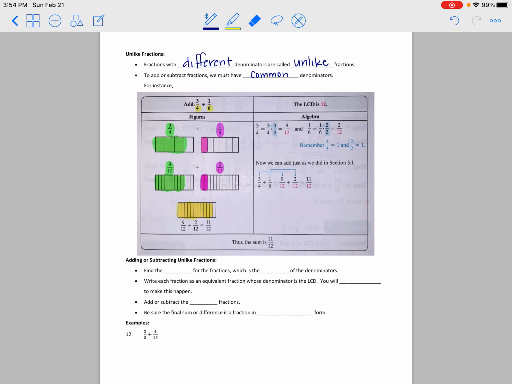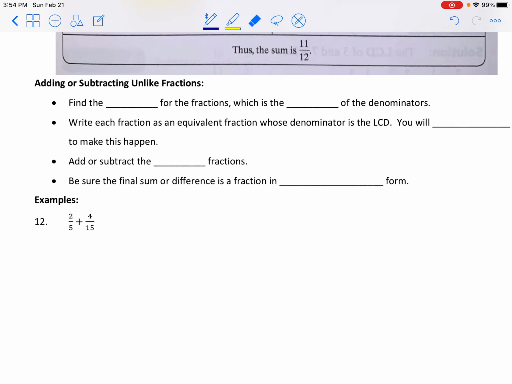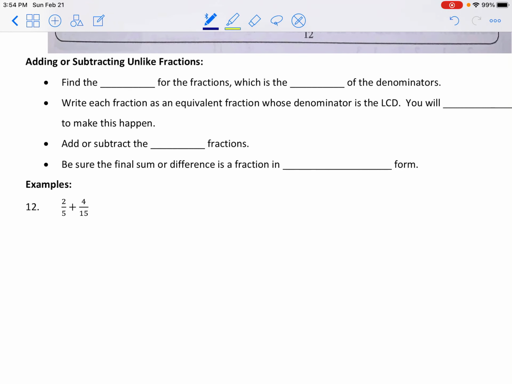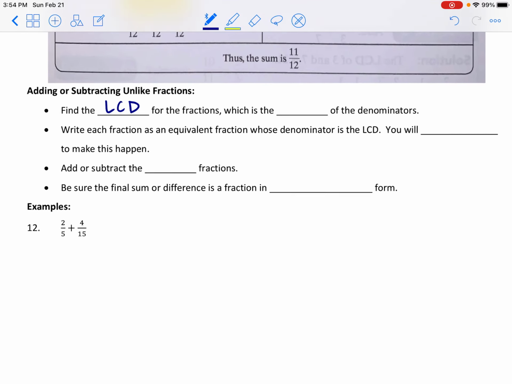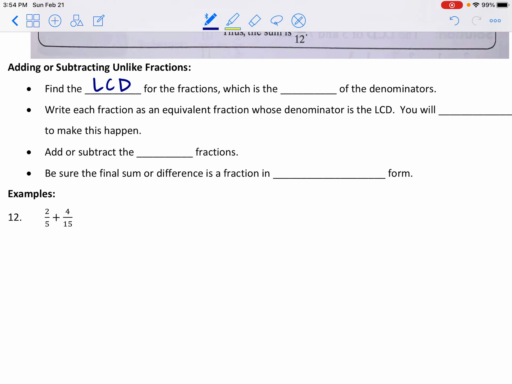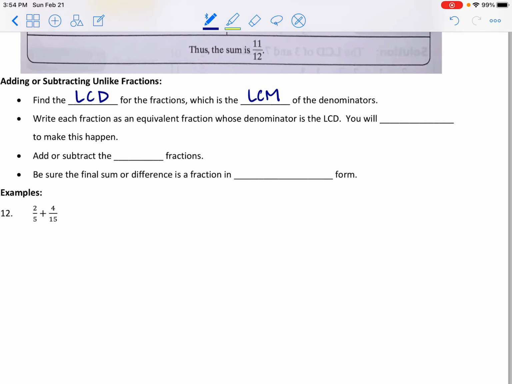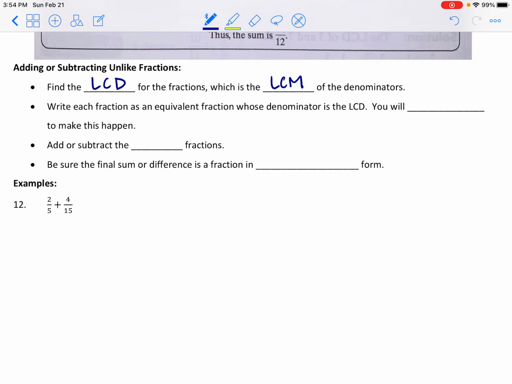And the same will work with subtraction. So if we're adding or subtracting unlike fractions, we have to find the least common denominator, the LCD, which is the least common multiple of our denominators. And then we're going to write each fraction as an equivalent fraction whose denominator is the LCD. And as we saw a few minutes ago, we have to multiply to make that happen.